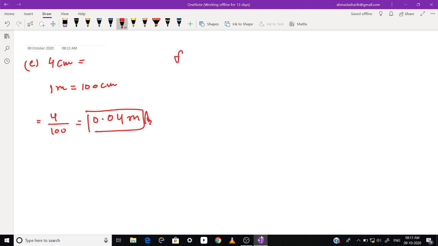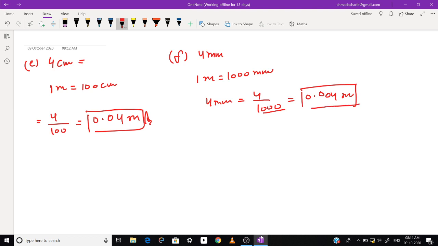Now F is 4 millimeter. We have to convert it into meter. So first write 1 meter is equal to 1000 millimeter. So 4 millimeter is equal to 4 upon 1000, which is equal to 0.004, because there are 3 zeros in the denominator, so after the decimal there should be 3 digits. Okay, 0.004 meter. So now we have converted millimeter into meter. In the same way you are going to do all the given parts.